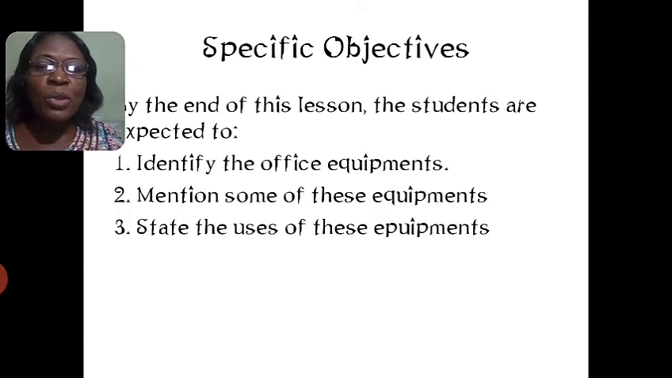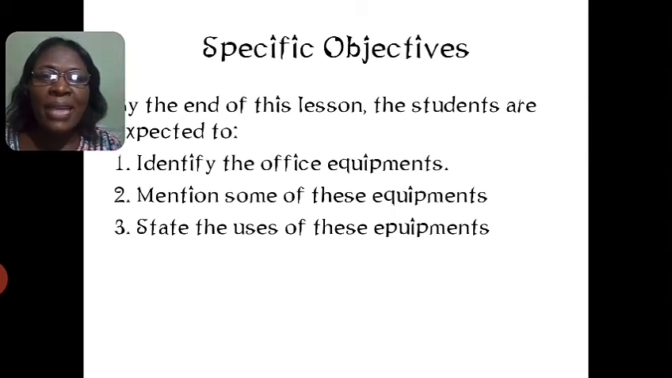But before we go into the main lesson, I would like you to keep watch for these specific objectives. At the end of this lesson, you students must identify the office equipment when you see them, mention some of these equipment, and state the uses of these equipment.